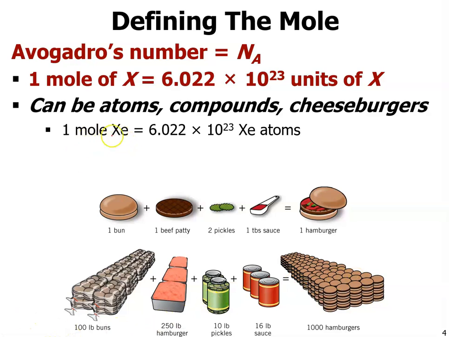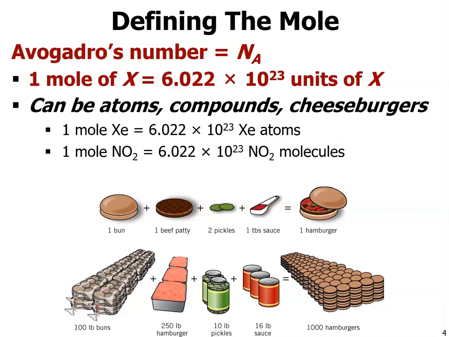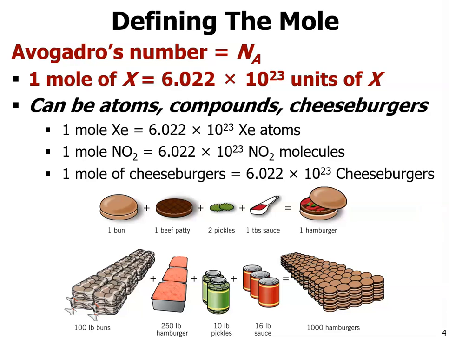So 1 mole is 6.022 times 10 to the 23rd of anything. It can be xenon atoms. It could be NO2 molecules, right? If you have a group of that many of anything, whether it's an individual element or a group of things, or it can be hamburger buns or pickles or whatever, if you have that many of anything, that's 1 mole of it. We're going to use this idea now to look at different chemical equations.